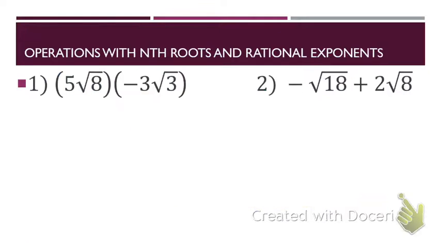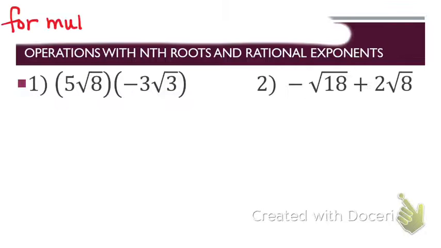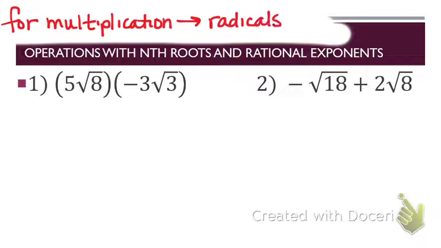Alrighty. Go ahead and copy down. Now we're going to get into some operations. So take a minute and copy this down. Okay, for multiplication, radicals can be different. For addition and subtraction, they have to be the same. So we'll talk about that. So number one is multiplication. We can multiply them even though they're different.